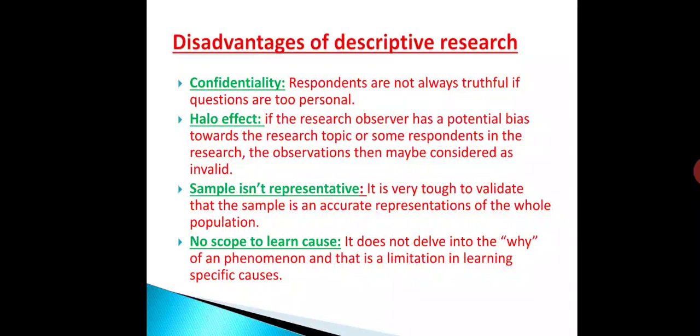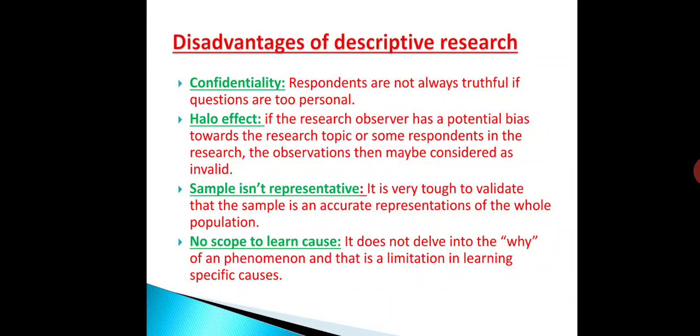Another one is halo effect. If the research observer has a potential bias towards the research topic or some respondents in the research, the observations may then be considered as invalid. So it is also often seen that a research observer sometimes has a bias towards the topic or some respondents. It can be because of any reason. So by this our study may be affected.